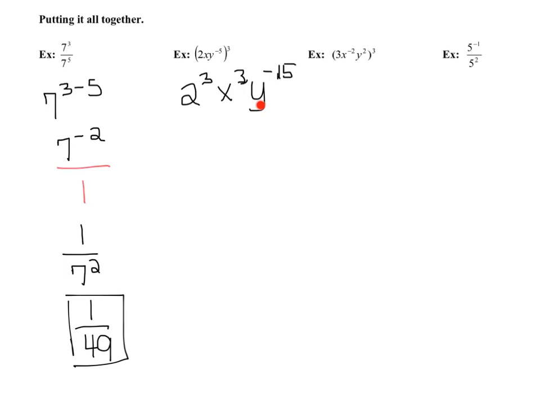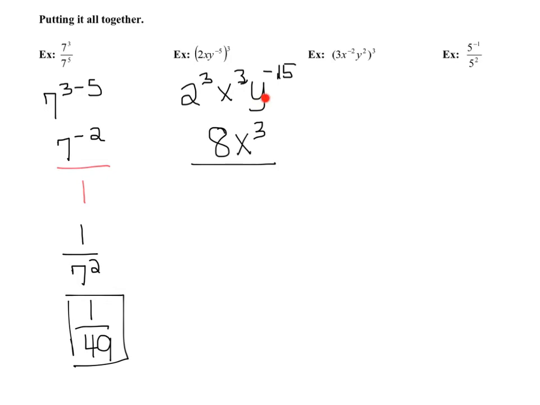But y does have a negative exponent. So what's going to happen is the 2 and the x are going to stay where they are in your fraction, which is on the top. And I'm actually going to simplify them. So 2 to the third means 2 times 2 times 2, and that's 8. x to the third is just x to the third.